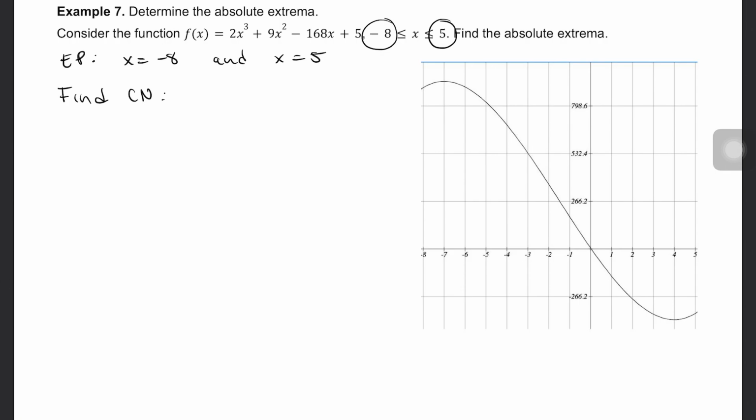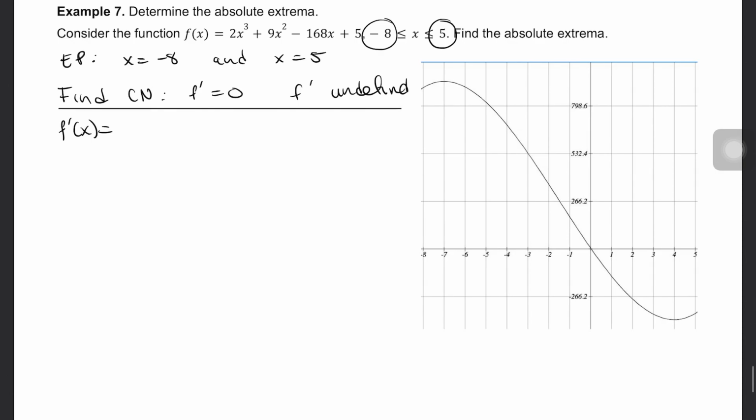The critical numbers are found, as we mentioned before, whenever the derivative of the function is equal to 0 or the derivative is undefined. Either way, we have to find the derivative of the function. So let's find the derivative of the function. This is a simple polynomial function, so we're going to use the power rule along with the constant multiple rule.